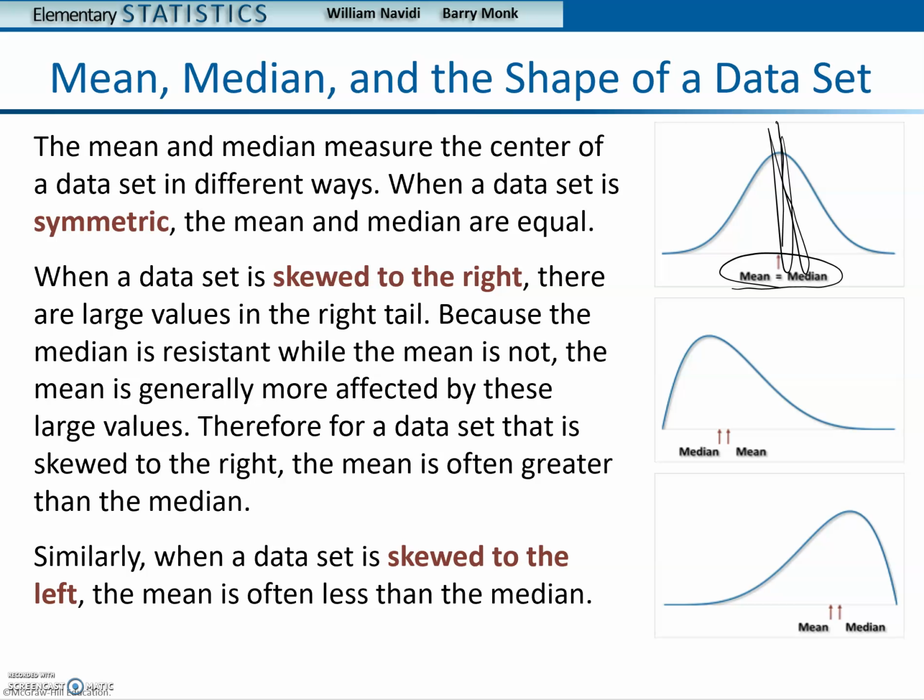Similarly, when the data is skewed to the left, the mean is often less than the median. So here the mean is less than the median when it's skewed to the left. Or you could think of it as wherever it's skewed, right or left, the mean is closer to the skew.